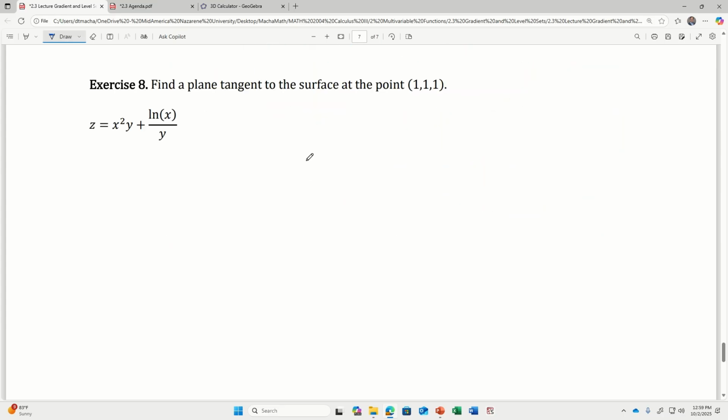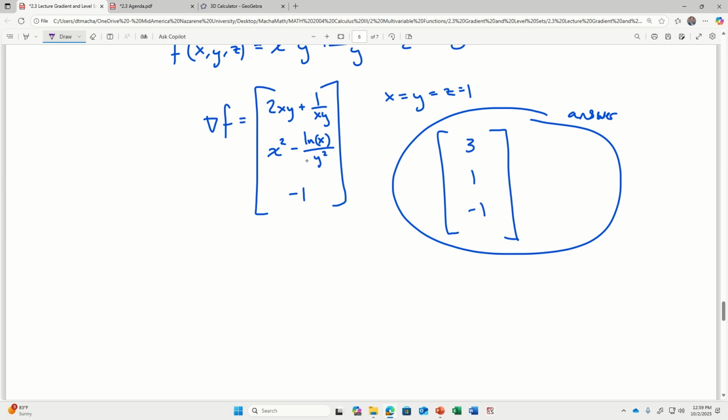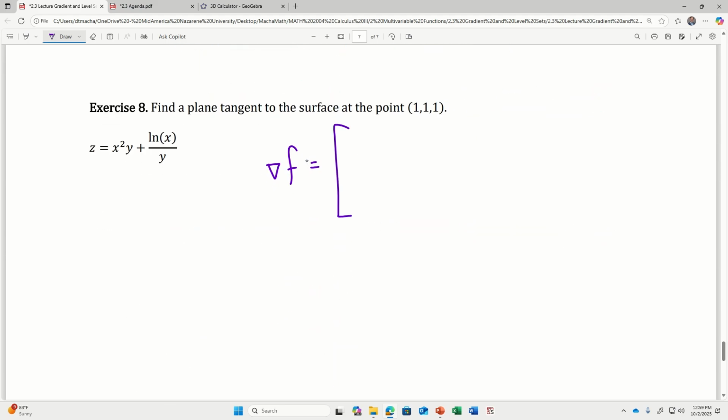All right, one more question. Find a plane that's tangent to the surface at the point 1, 1, 1. And it's the same as before, right? So I already remember that at the point 1, 1, 1, well, I already forgot. 3, 1, negative 1. I thought I could remember. So this is true. At the point 1, 1, 1, this was my gradient vector.